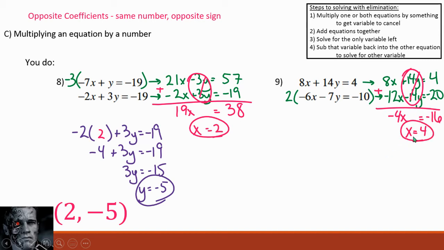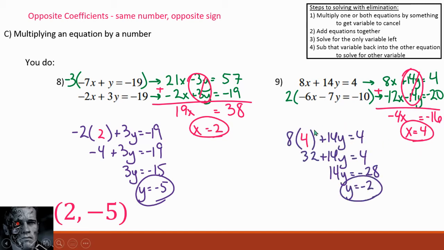You get x equals positive 4. Be careful, little sign issues. Plug in 4. I use the top equation to plug 4 in for the x. Go ahead and go through the whole process of solving for y and get y equals negative 2. So final answer, 4 comma negative 2.